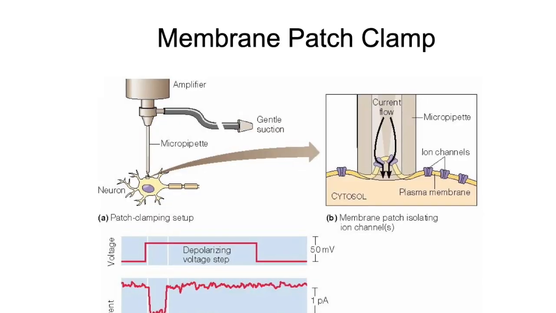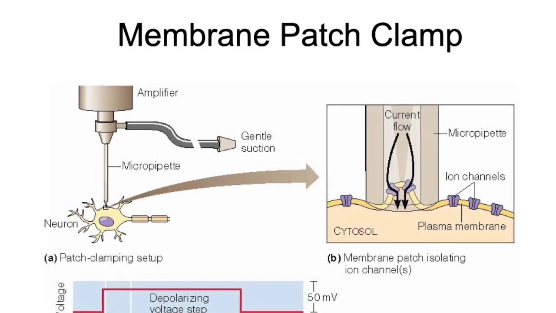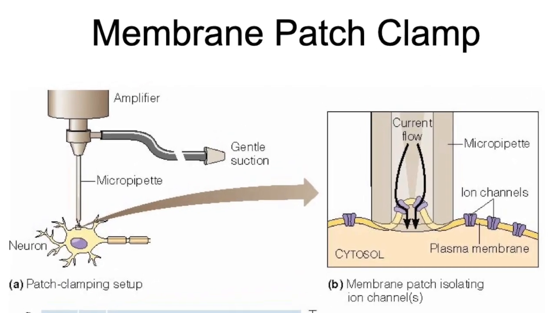The trick here is to use another technique. It's called membrane patch clamping. You see it schematically here. Here there's a very small glass electrode that's brought down on the surface of the membrane. That opening of the glass microelectrode or micropipette is small enough that it typically contains just enough membrane to hold 1 to 2, maybe 3 individual ion channels.